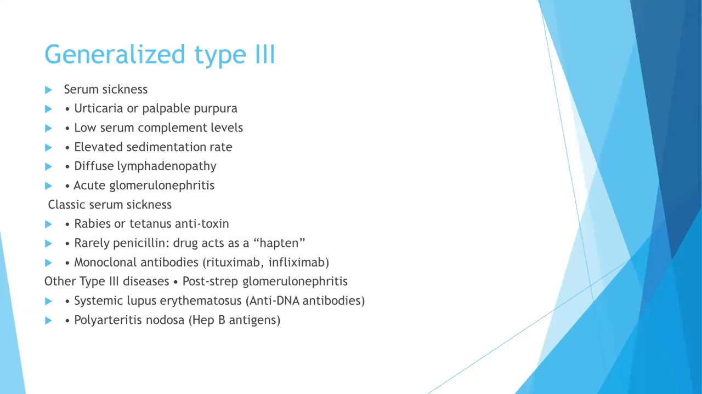The generalized type 3 is serum sickness, which presents with urticaria, palpable purpura, low serum complement levels, elevated sedimentation rate, diffuse lymphadenopathy, and acute glomerulonephritis. In classic serum sickness, the cause is rabies or tetanus antitoxin. Rarely, penicillin can cause serum sickness when the drug acts as a hapten, as can some monoclonal antibody drugs like rituximab and infliximab. Other type 3 diseases are post-strep glomerulonephritis, SLE, and polyarteritis nodosa.